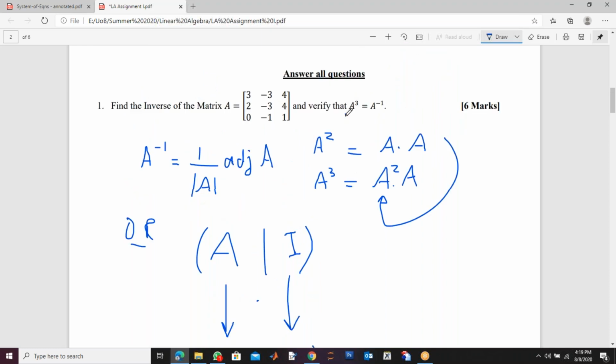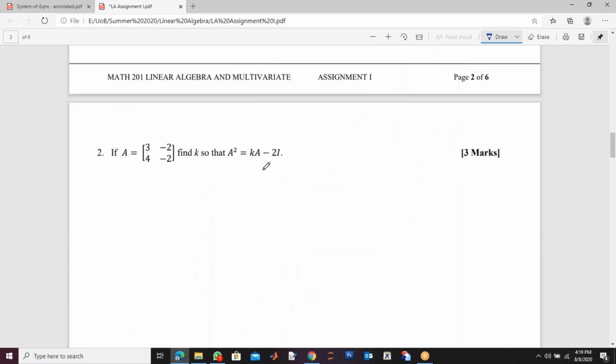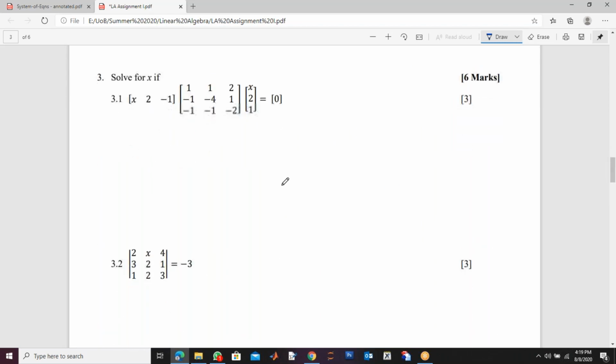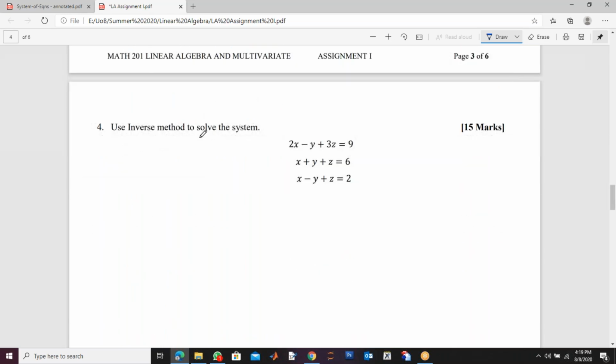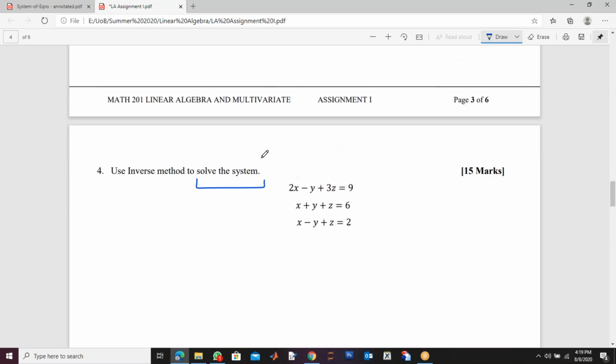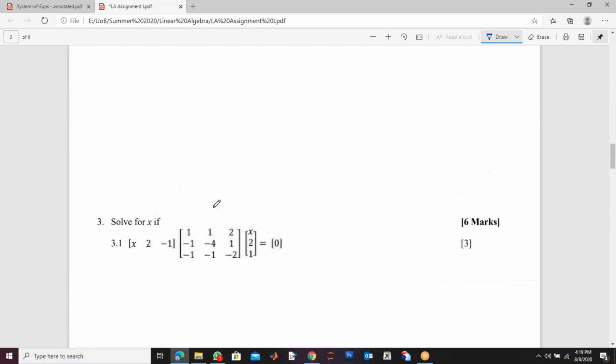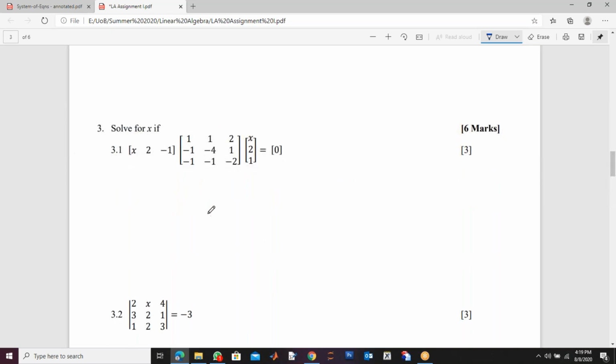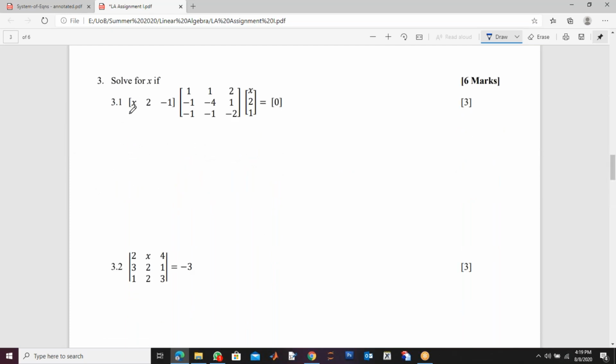I hope you have done it. So this is not a problem. Again, A square equals K times A minus 2I, you can find K from here. Solving a system is a problem in the 4th and 5th. In the third question, there is no solution, but it's not solving a system. In question number 3, you have to find this x. How to find this x?